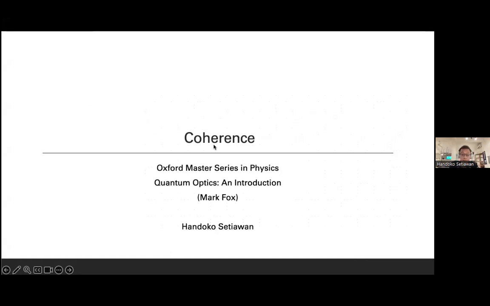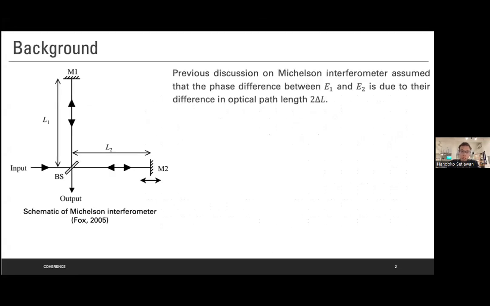Yeah. Okay. So continuing Dharma's lecture on this subject, I'll talk about what is called coherence, which is perhaps new for some of you, but this is pretty much one of the most important concepts in quantum physics or quantum optics itself. Here, Dharma previously talked about this Michelson interferometer, right?